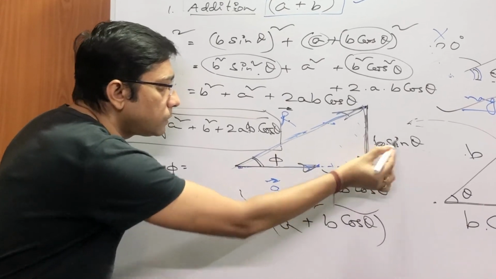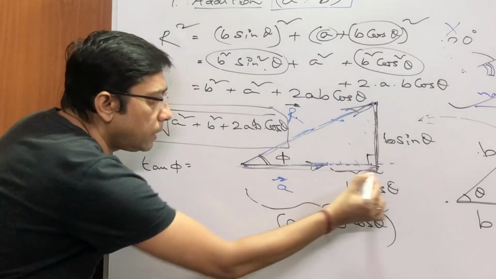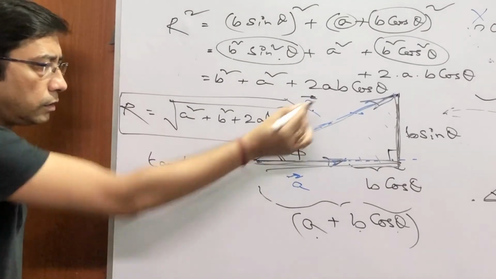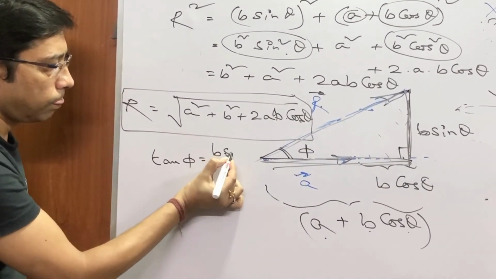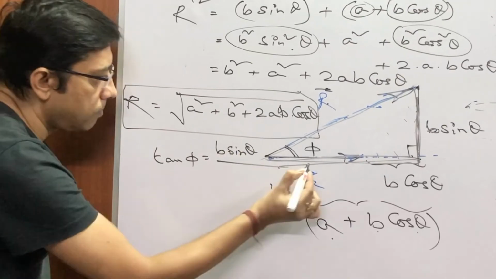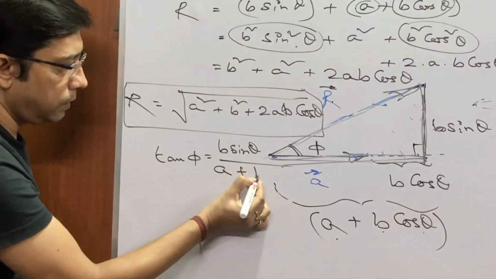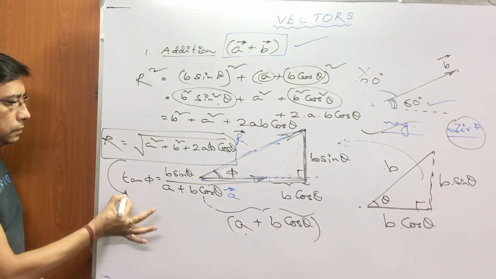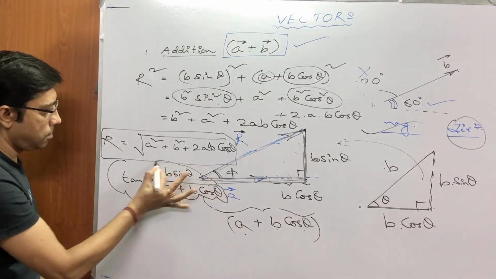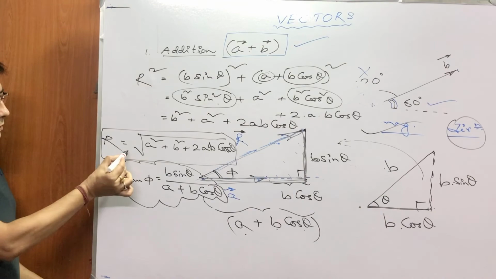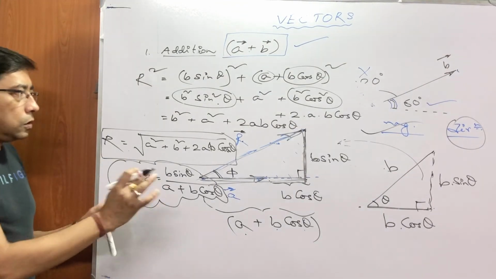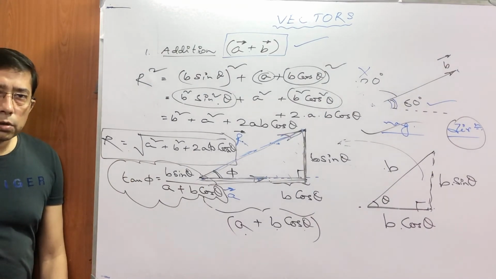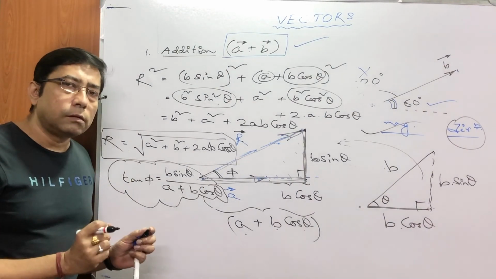Perpendicular. How much? B sin theta. We know this thing. Base. How much? A plus B cos theta. So simply put the value of tan phi. That is B sin theta divided by A plus B cos theta. So these are the two things. This is the direction and this is the magnitude. So resultant R is given by this magnitude and this is its direction. We will do a numerical, a small sum to understand this.